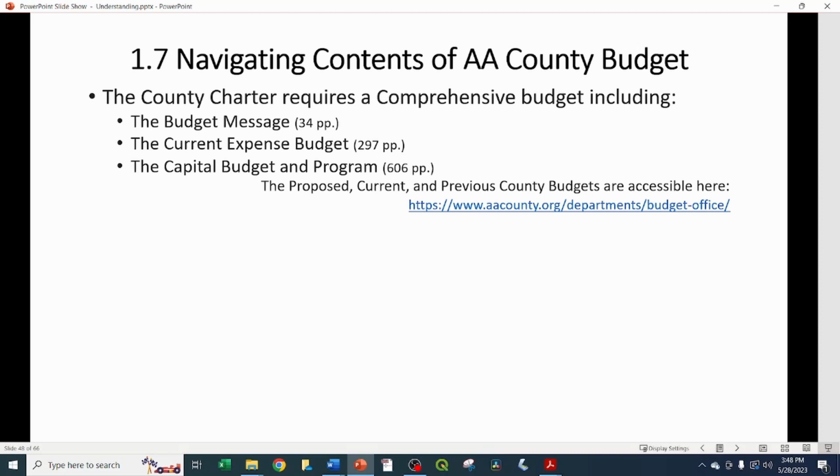Both the current expense and the capital budget documents consist of a fairly limited number of specific types of reports that are generally mandated by the charter or the county code, and which are then used repeatedly throughout the documents. That's a lot of pages. 331 pages in the budget message and current expense budget, 606 pages in the capital budget and program.